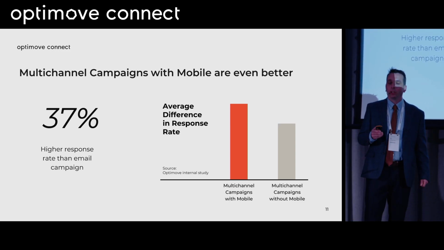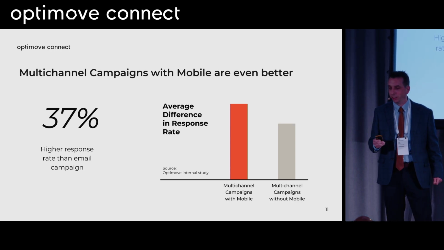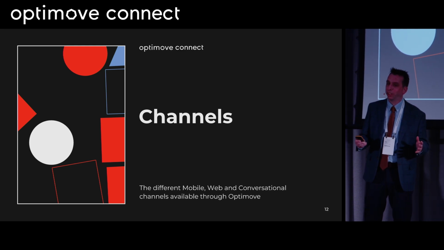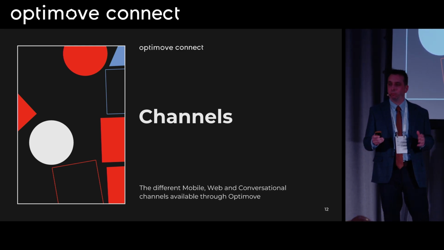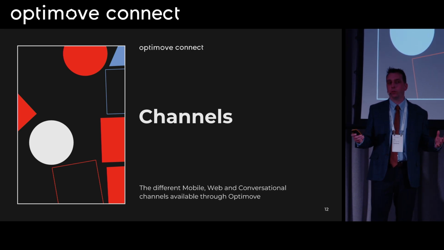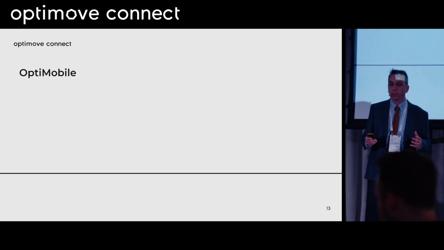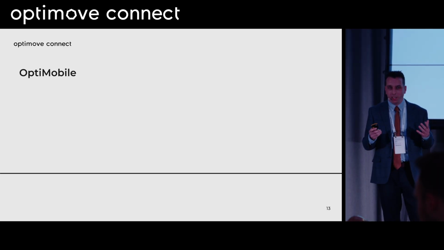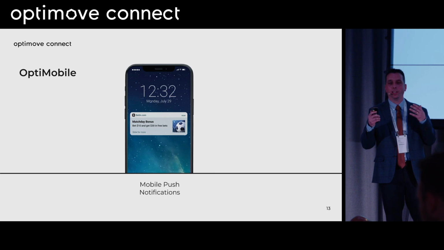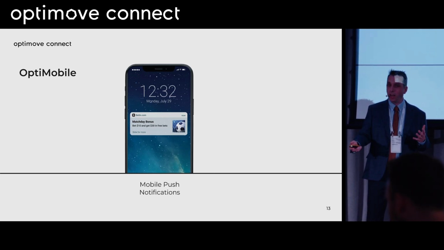Okay, so when I say mobile, am I purely talking about app-based messaging? Not just. I am talking about app-based messaging, but not just. And what I want you to do now is walk you through all of the different channels that we have available for you. So, of course, when we say mobile, we all think of OptiMobile. We think of mobile push notifications. And that is one of the channels that we have.